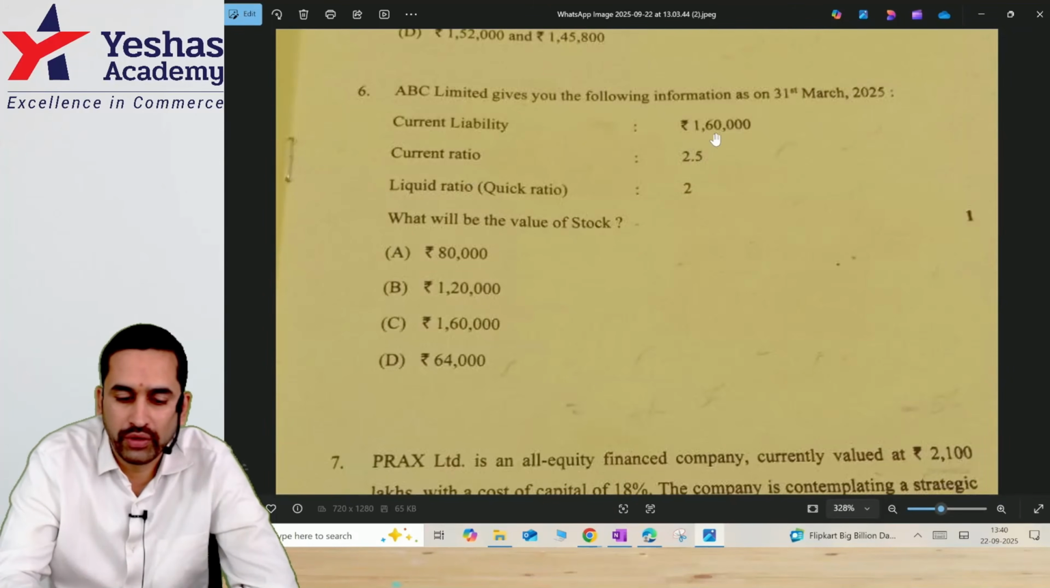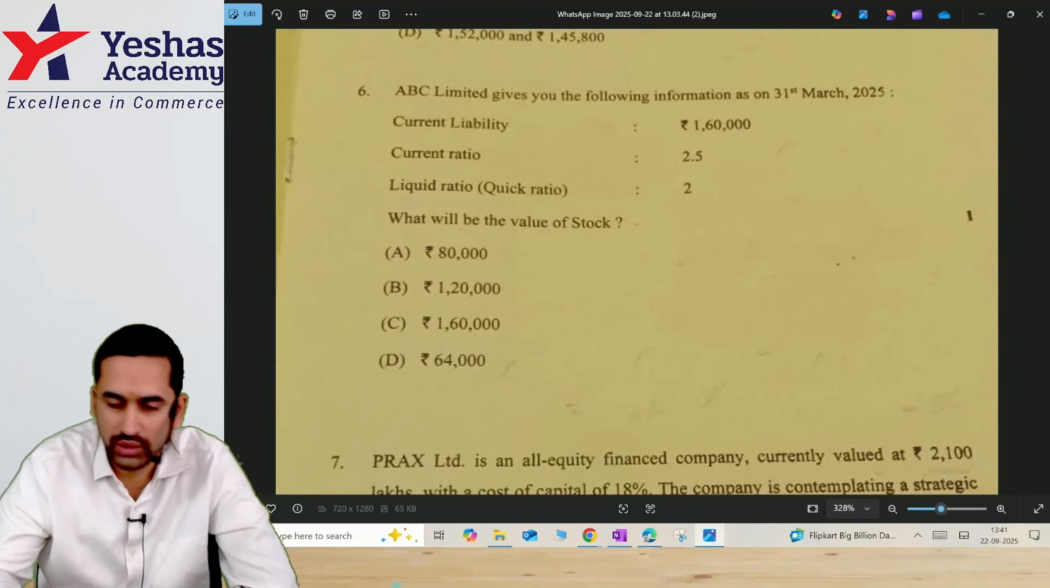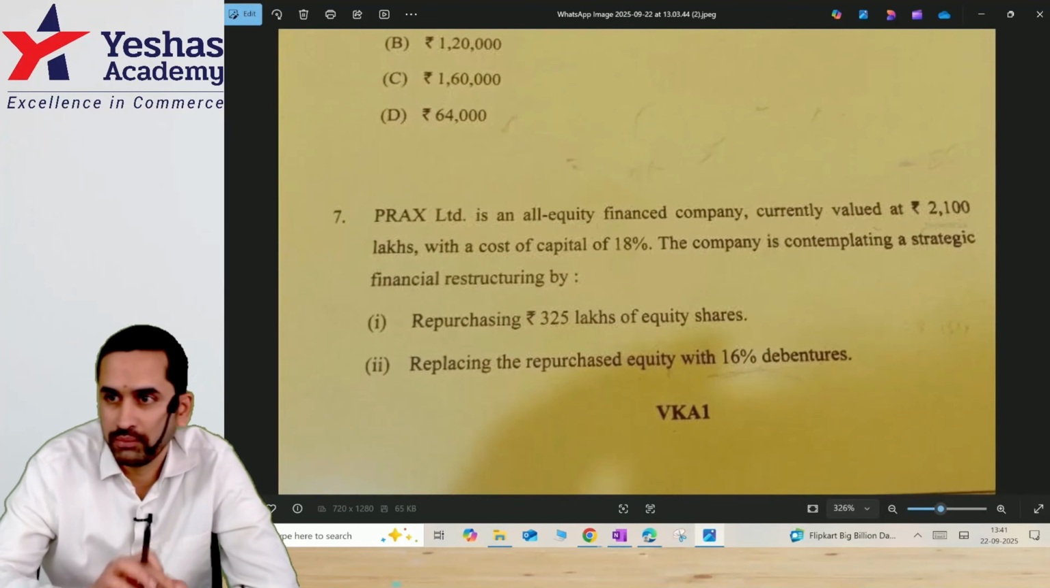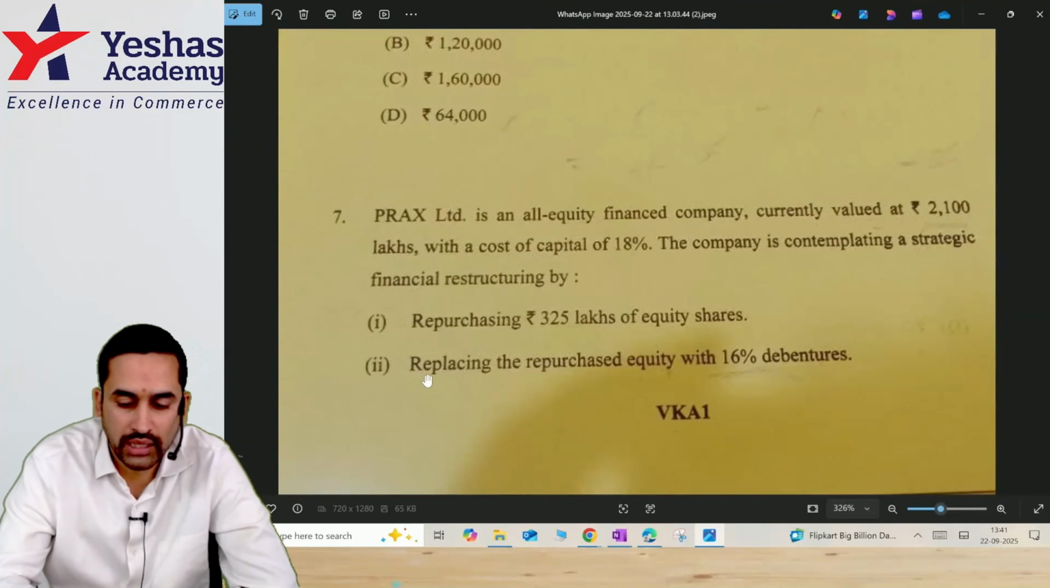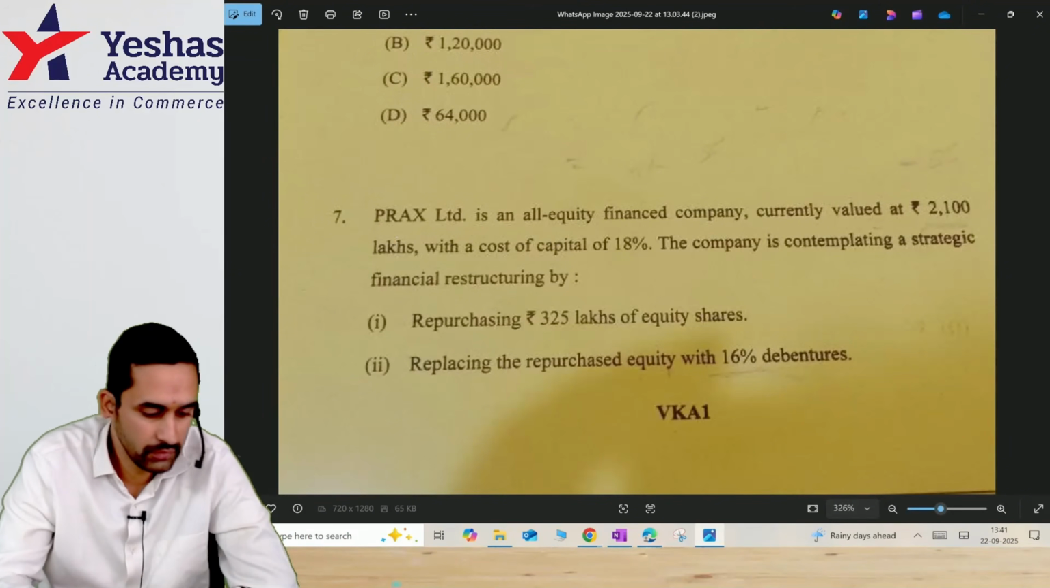Current ratio is 2.5. If you know the current liability, with 2.5 you can find out current asset. And liquid ratio is equal to CA minus stock by CL. You have CA, you have CL. This is a left-hand question. Okay, 1 mark only. So, happiness is restricted to 1. And this was another 2 mark MCQ. Read this. Prax Limited is, you tell me which question is similar to this in class.